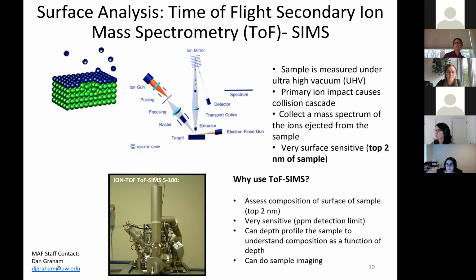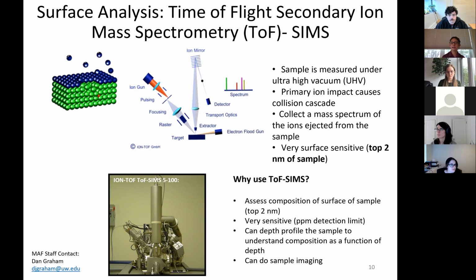Time of flight secondary ion mass spec, or TOF-SIMS, is a really neat technique that gives you a molecular analysis. You actually scan an ion beam across the surface, and you look at what ions come off the surface when you do so. So that's the secondary ions. You look at those through a mass spectrometer, and so you get a mass spectrum of your sample, which is just the top 2 nanometers of the surface at every pixel.